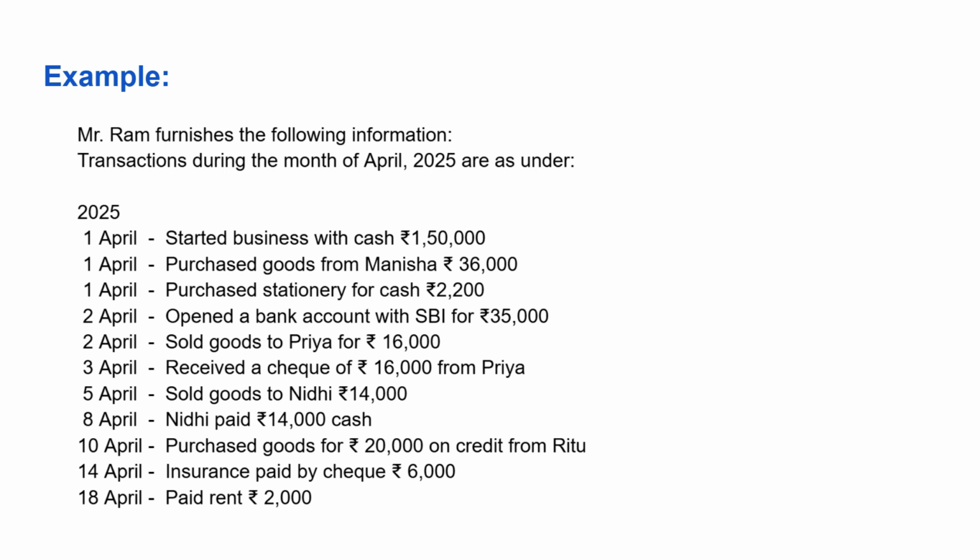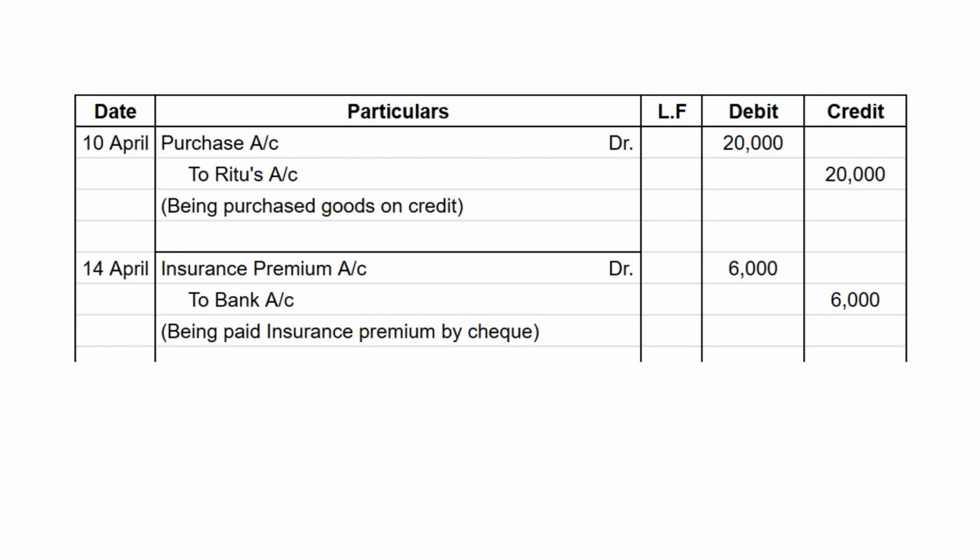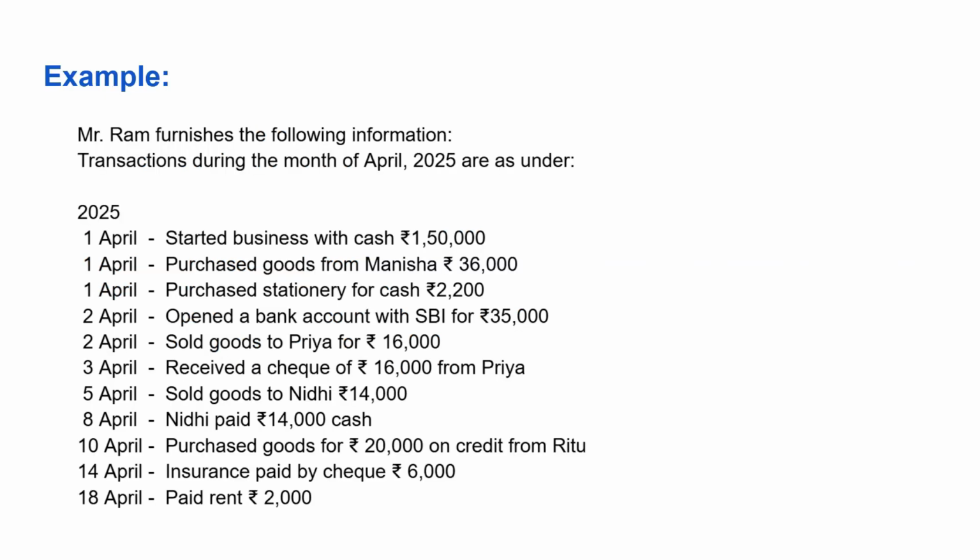Let's see how we'll record it. 14th April, insurance premium account debit 6,000 rupees to bank account 6,000 rupees. And the narration is being paid insurance premium by check. Next, 18th April, paid rent 2,000 rupees.